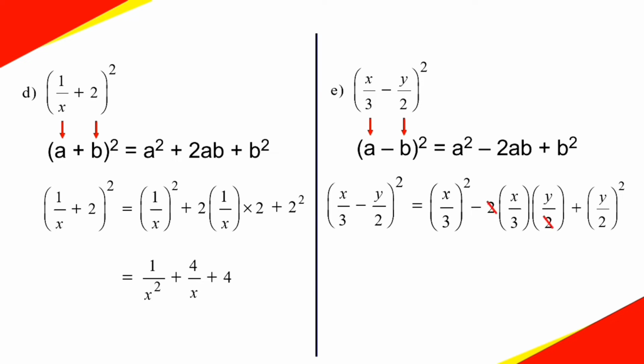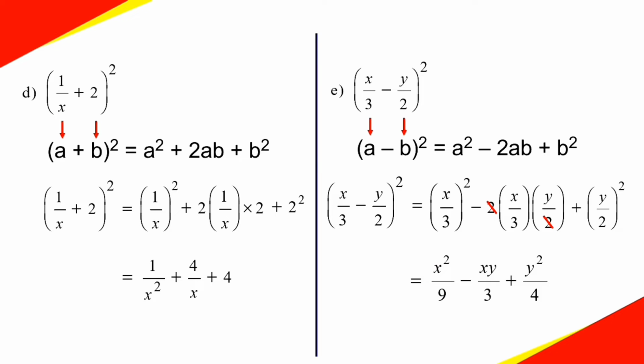Now simplify it. When you simplify, here we have cancellation terms, that is 2 and here y by 2, the 2s are going to get cancelled. Now what can we get? (x/3) whole square, in the sense x square by 3 square. 3 square means 3 3s are 9.